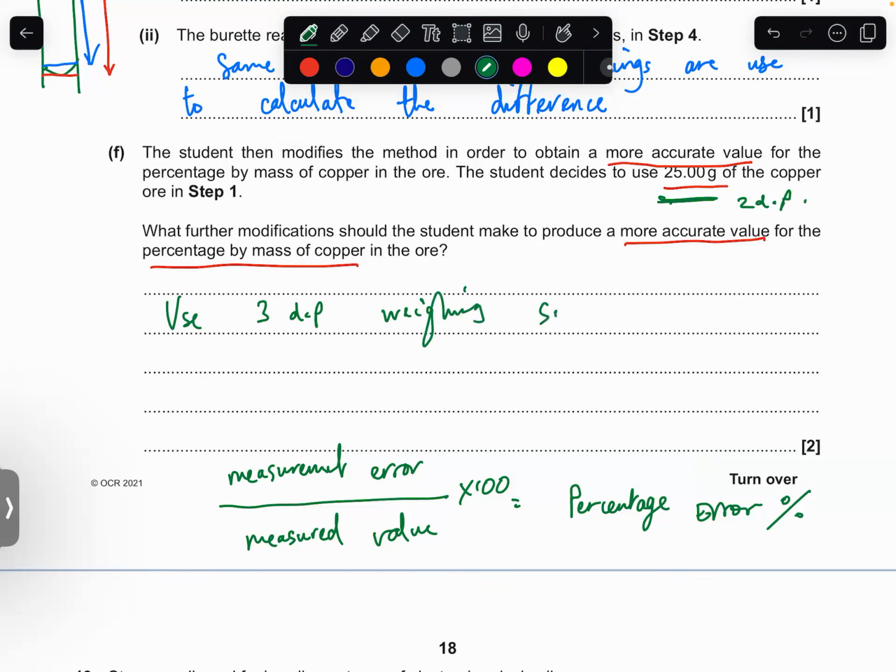And how would that make a difference? Going from plus or minus 0.005 to plus or minus 0.0005, that's 3 decimal places, rounded up or down from the 4th. So you're reducing this, and that in turn will reduce the percentage error. So you use a 3 decimal place weighing scale. This is worth 2 marks. So we need to give another point. What else could we do?